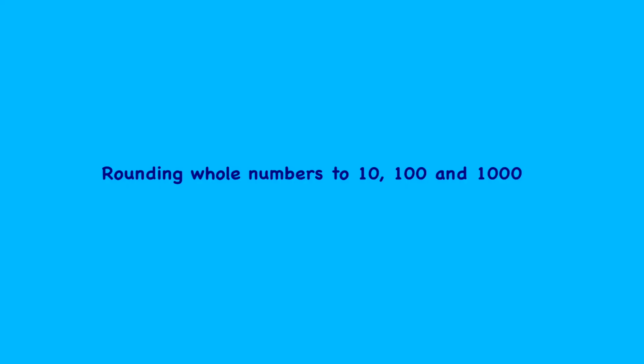Rounding whole numbers to 10, 100 and 1000. Rounding is when we make a number easier to work with without changing its value too much. So rounding is very useful when you're estimating and you just want a rough idea of what that number is.